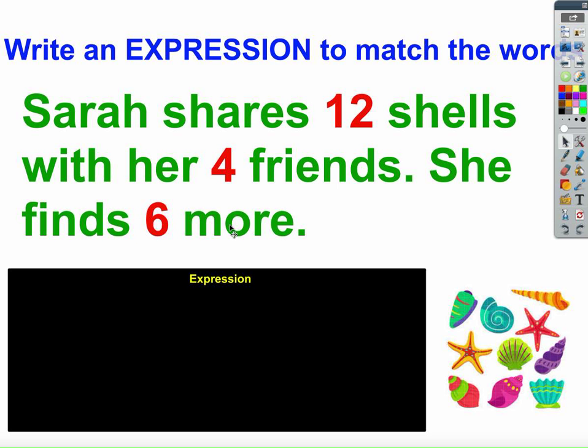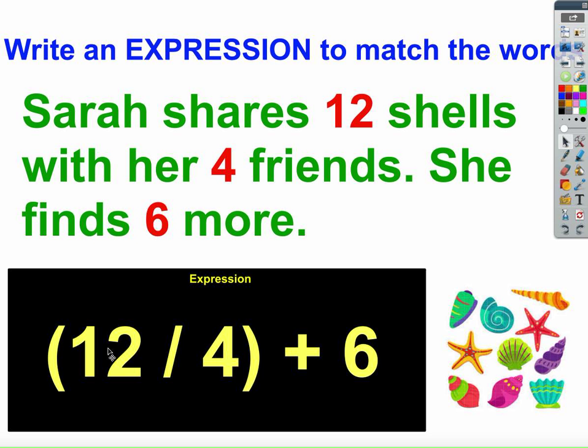Then she finds 6 more. So it looks like then we're going to add 6 more. So in math, in order to show that this has to be done first, we put parentheses around it. So 12 divided by 4. Once we get that, then we're going to find 6 more, so we're going to add 6 more.